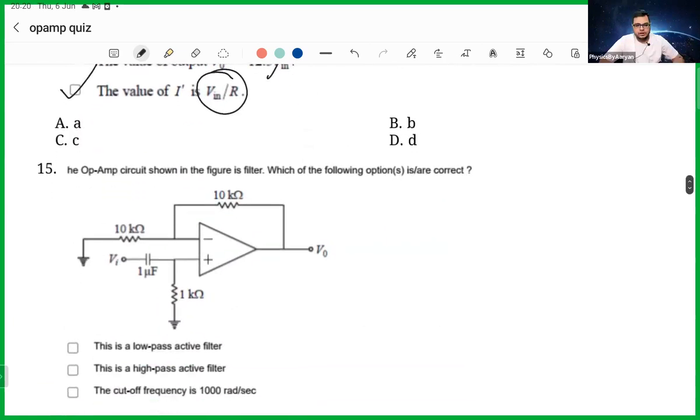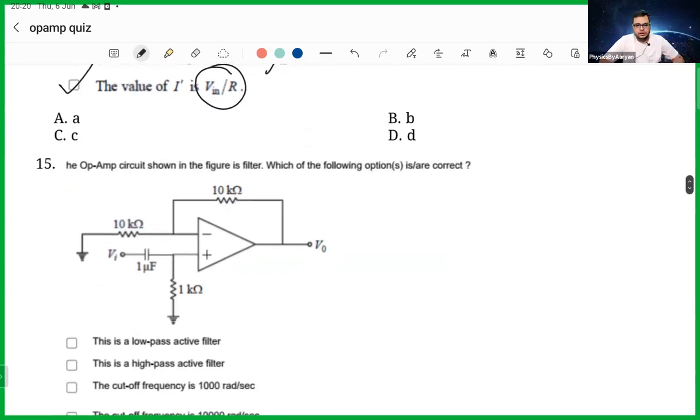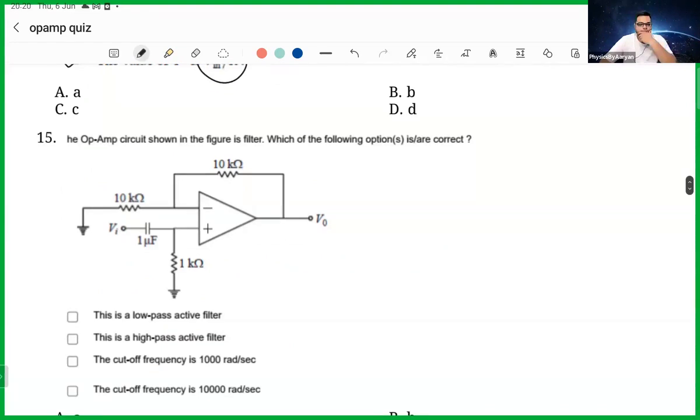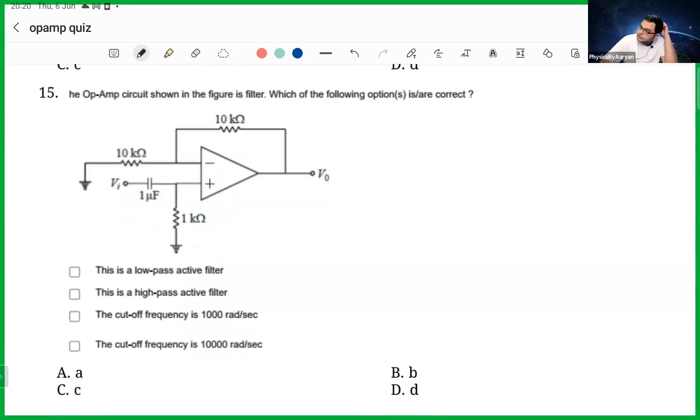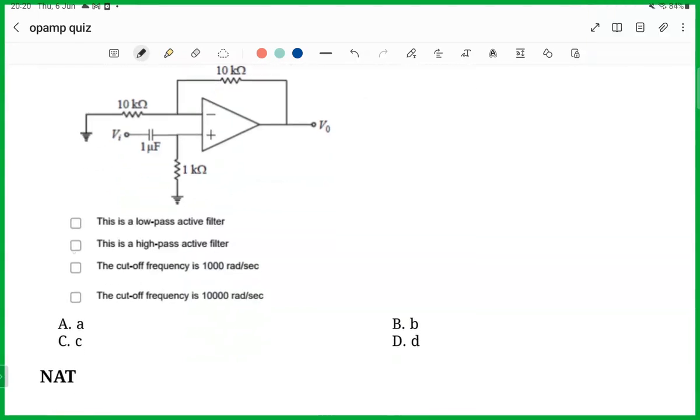15th question. Tell me about 15th question. Is it low pass filter, high pass filter? Yesterday we did. Is it low pass filter, high pass filter? High pass. So first of all, yes, it is high pass. So it is high pass active filter. And cutoff frequency, you all know, 1 by 2 pi omega c. So I think all of you can do that. 2 pi omega c, all of you know how to do the maths. So if you do the maths, 2 pi omega c, you will get 1000 radians per second.